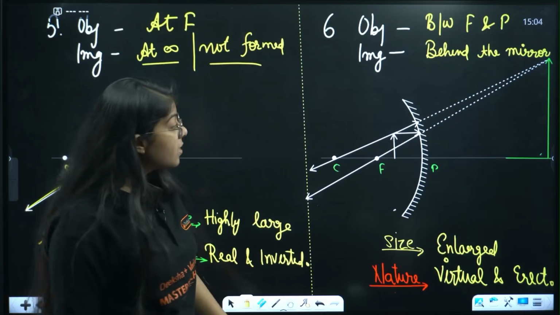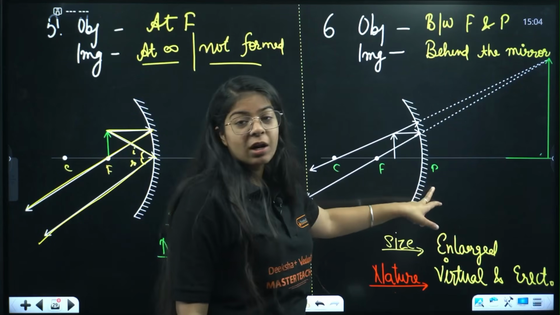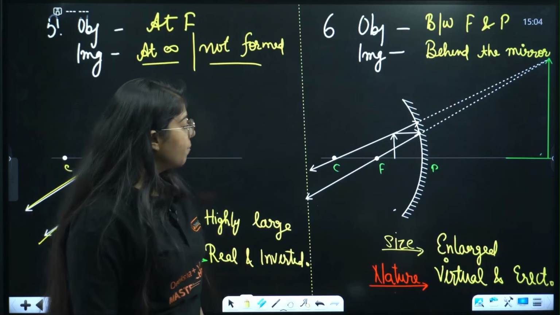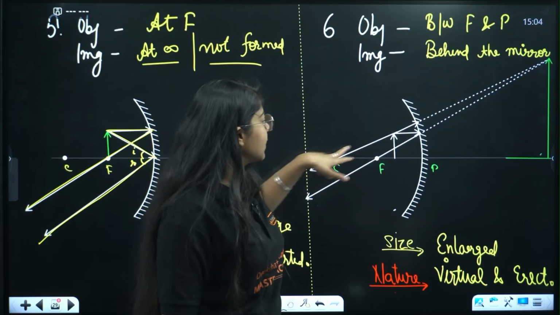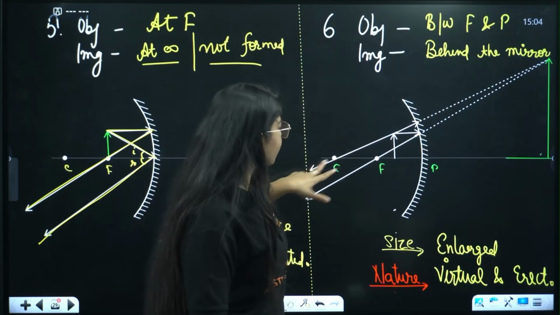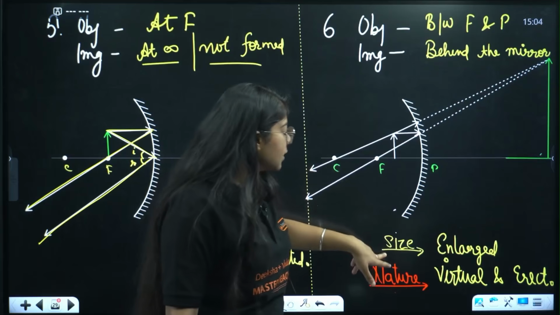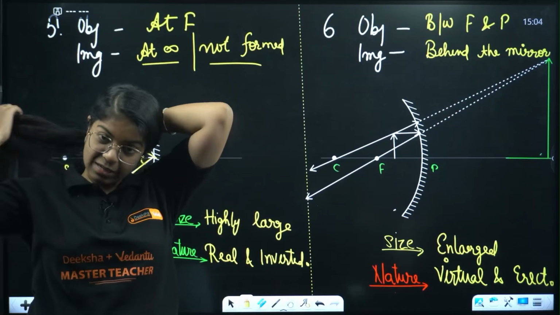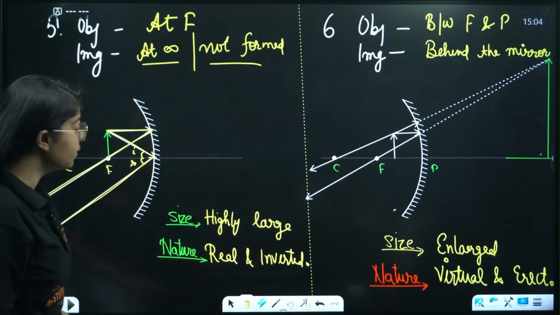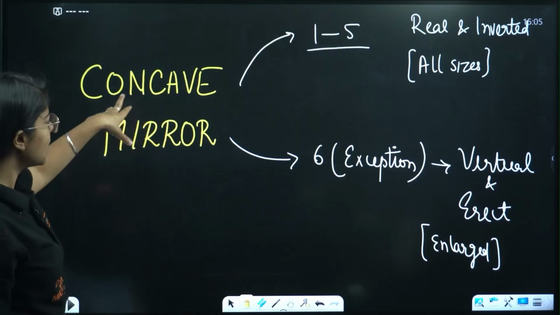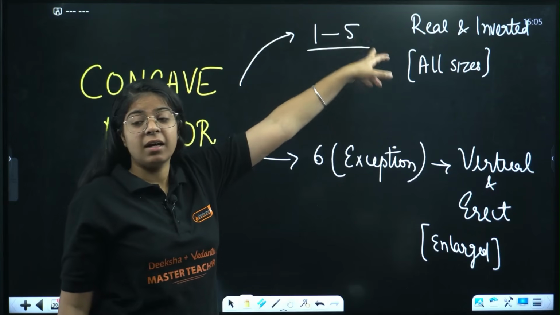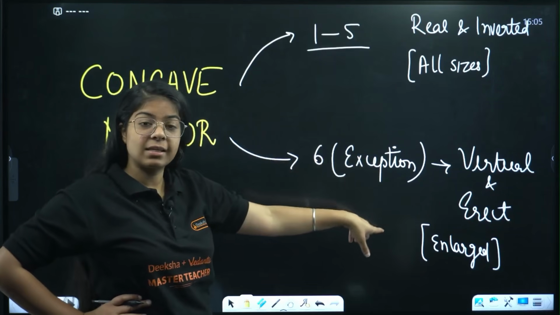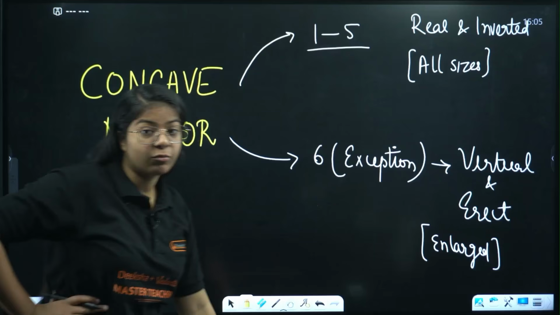Now the 6th case, very important, object between pole and focus, and the image will be behind the mirror. One ray goes parallel, goes to focus, and the another ray goes in the direction of center of curvature. This will be enlarged and the nature will be virtual and erect in the 6th case of concave mirror. Done. So first to 5th case, the nature of image is real and inverted and it is of all sizes. For 6th case, it's an exception, the image will be virtual and erect and it will be enlarged.